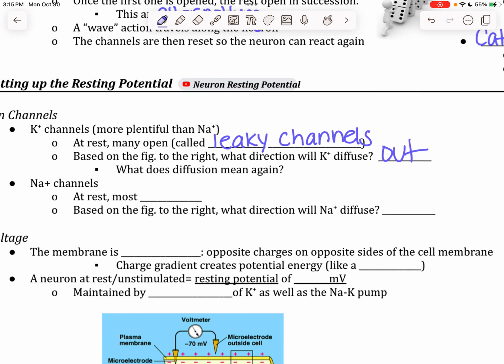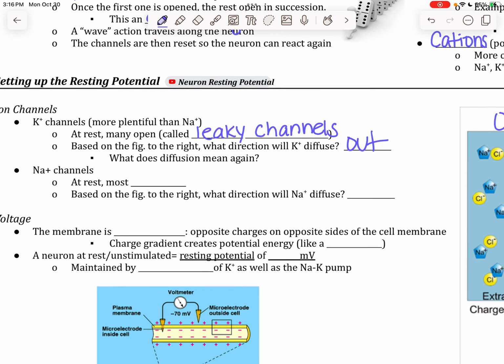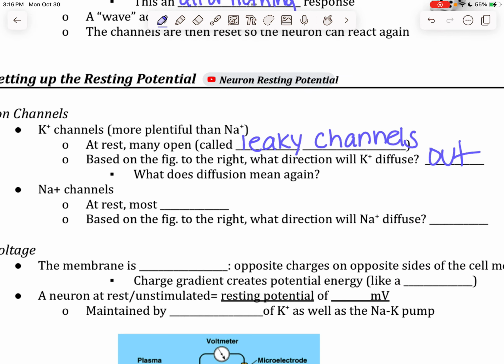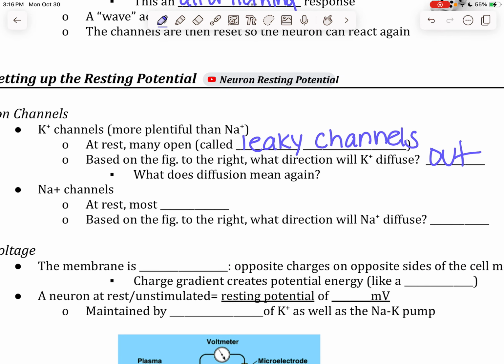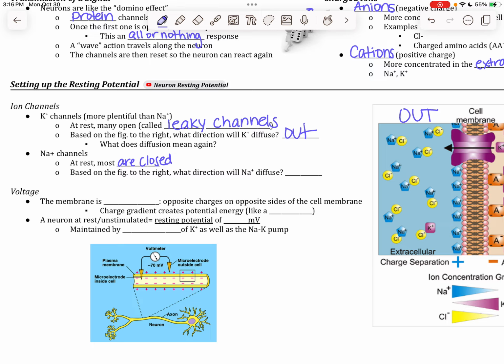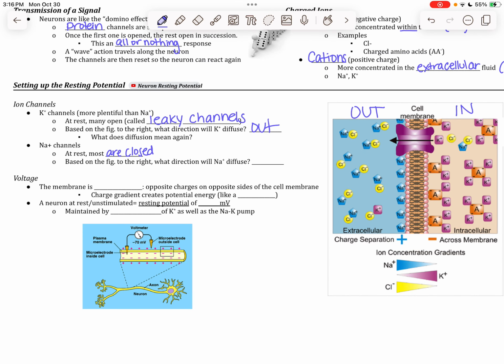What does diffusion even mean again? We already defined it in our last lecture. Like I said, it's the movement of particles or ions from high concentration to low concentration. Sodium channels at rest, most of them are closed. Based on the figure, which direction will the sodium diffuse? If it has the possibility to, it'll diffuse in.